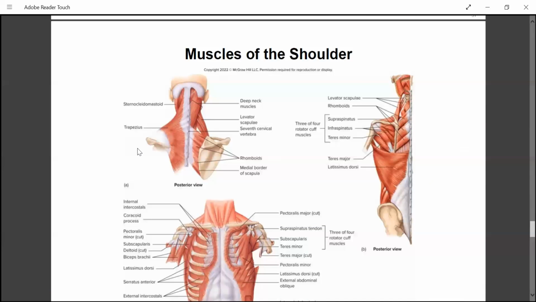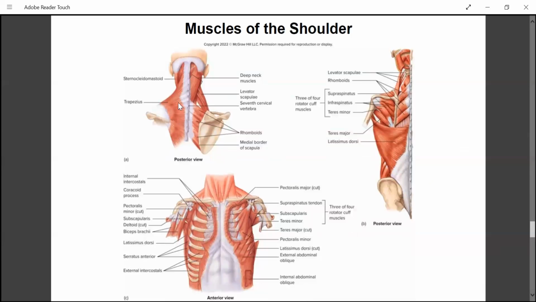Some of the muscles in the back of the shoulder, we have our trapezius. So this shrugs your shoulders up. You also have a middle and lower portion of your trapezius, which help pull your shoulder blades together.